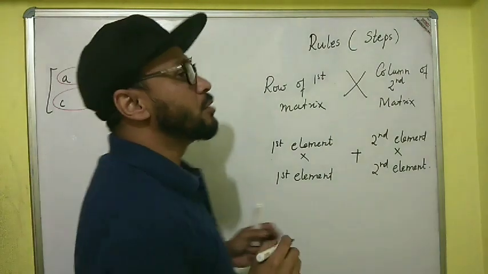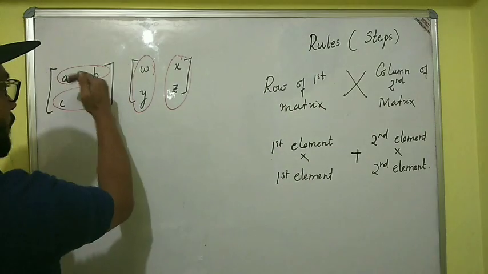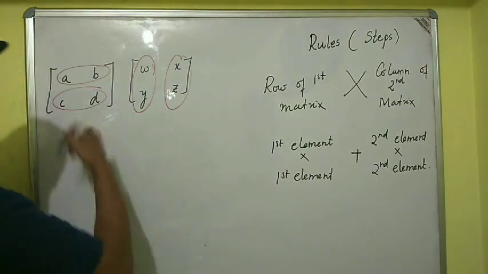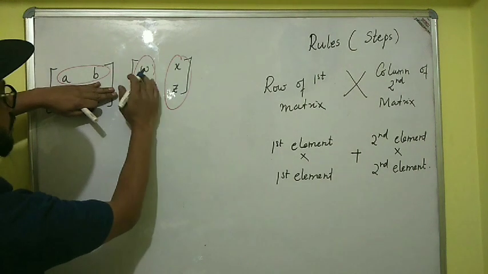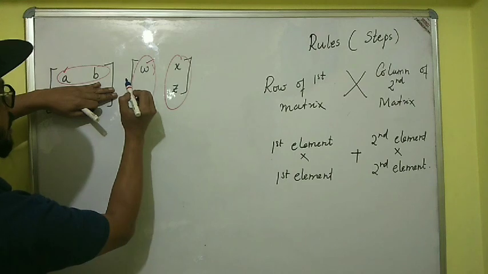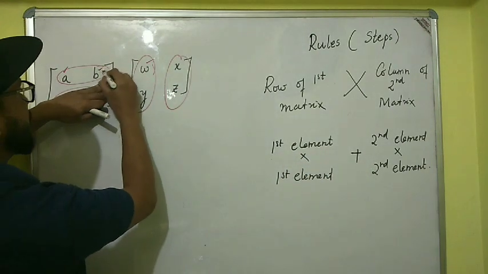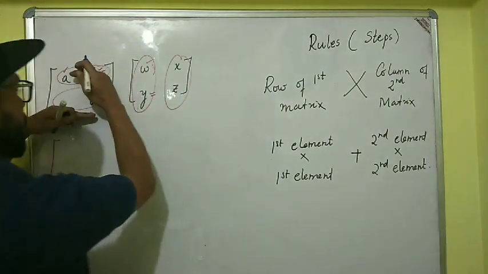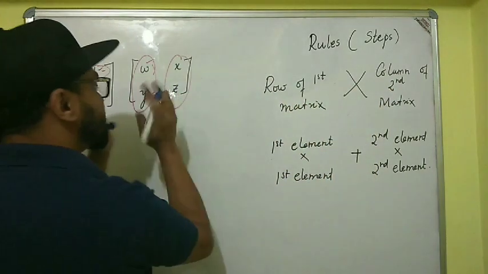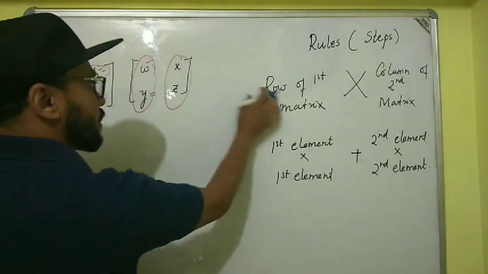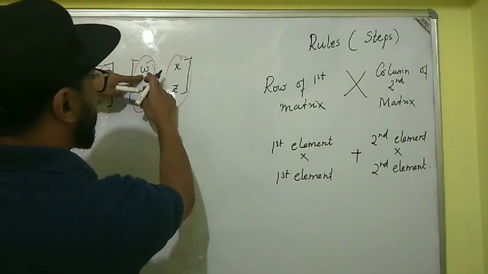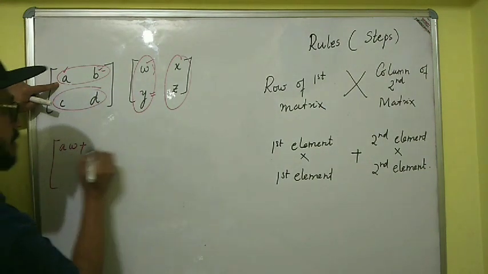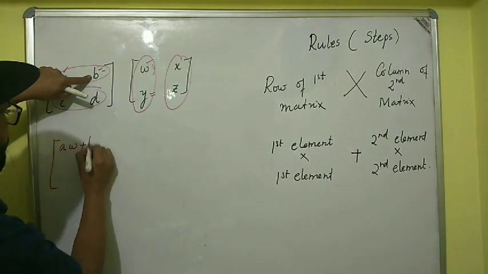So in examination time also you can do it this way. You can separate the rows of the first matrix and the columns of the second matrix. Now, how to multiply? First element into first. If you look at the first row and the first column of these two matrices, this is the first element, this is the first element. Then plus second element with second. So first we find the row of the first matrix, then the column of the second matrix, then we multiply the first element of the row of the first matrix into the first element of the column of the second matrix. So first with first, A into W is AW, plus second element into second, BY.